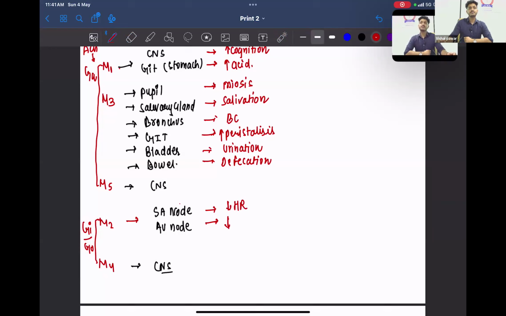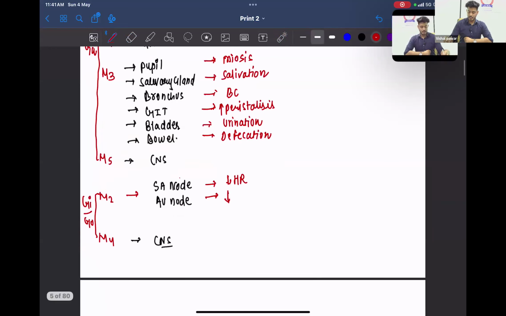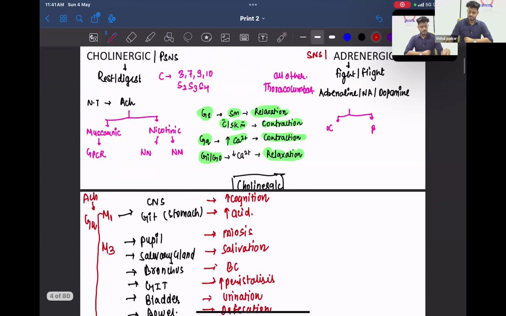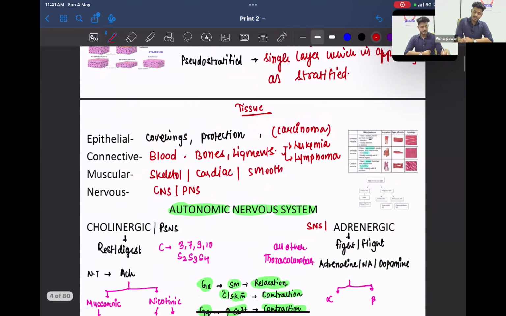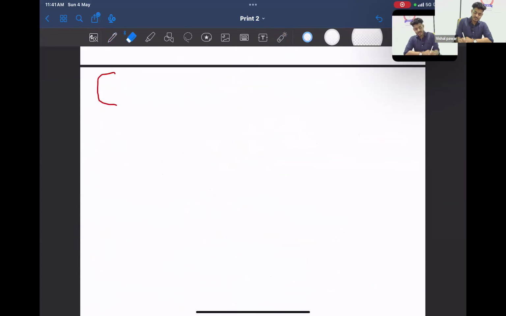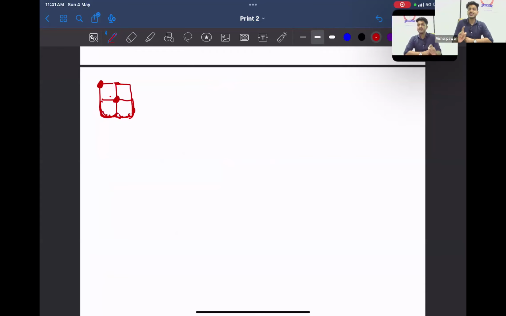The AV node is concerned with what? Contraction, but now it will decrease. Not contraction. Look, let's try to understand this. I'm just making a rough small diagram. Concepts should be clear. If concepts are clear, we are going to make better basics and better understanding. So this is going to be your heart. The heart will be having only three things: the SA node, the AV node, and the muscles. So you are having only three things in the heart.